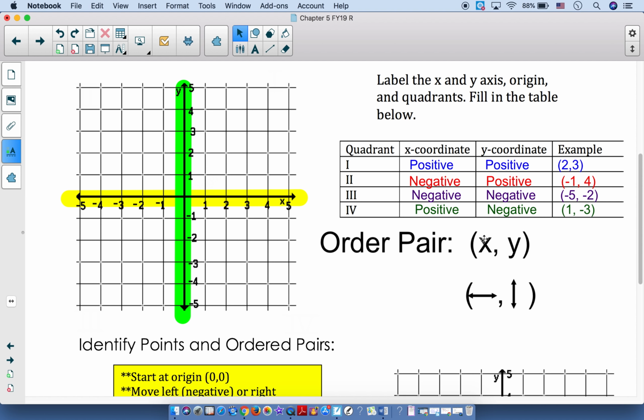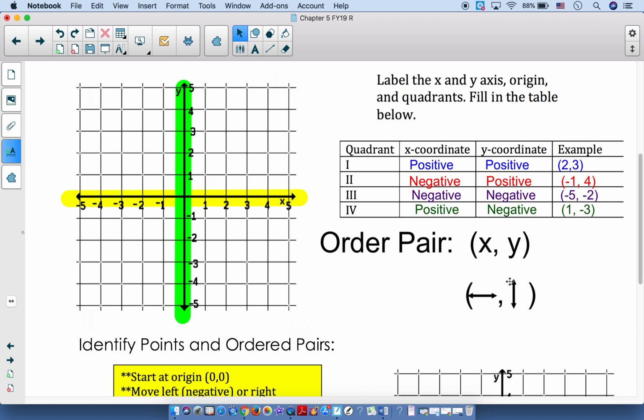The first number is always the number that's correlated with the x-axis, the number that's horizontal, or I should also say left-right. The second number is always the y, which correlates with the vertical, which is the up-down number line. It is always written x and then y, simply because it's alphabetical and we have to keep it the same. So again, it's written with parentheses and a comma, x and then y. So we go left, right, and then we go up, down.